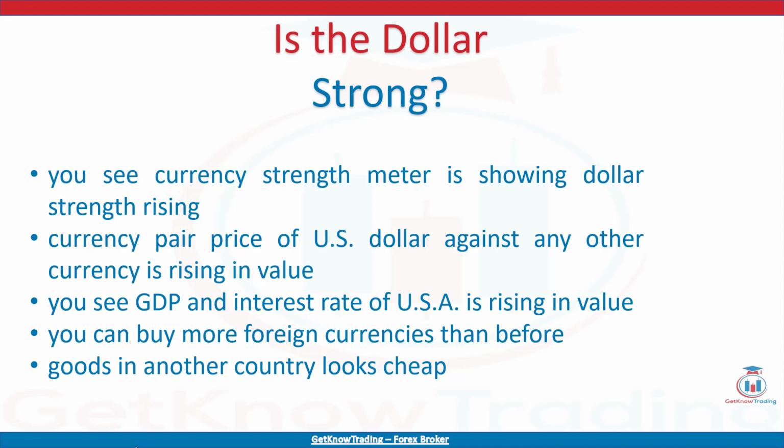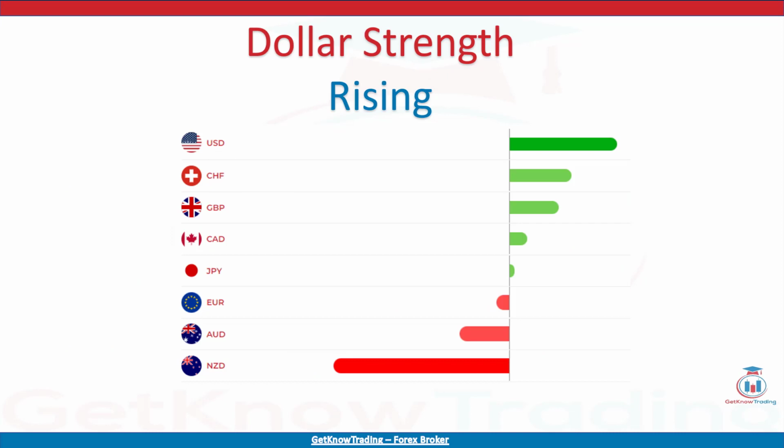You will know the dollar is strong when you see currency strength meter is showing dollar strength rising, or currency pair price of US dollar against any other currency is rising in value. You see GDP and interest rate of USA is rising in value, or you can buy more foreign currencies than before, and goods in another country look cheap. Here is a more detailed explanation of each of the above listed points.